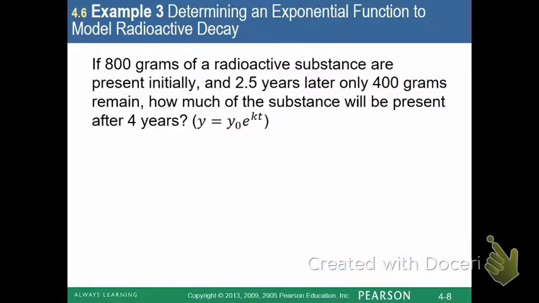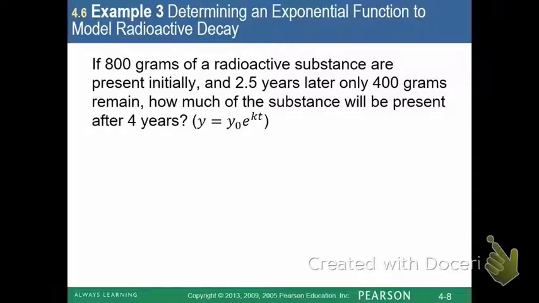Good. Next one, again, still using this equation, a little bit different type of problem. It says if 800 grams of radioactive substance are present initially, and then 2.5 years later, only 400 grams remain, how much of the substance will be present after 4 years? So let's see what they're giving me. The initial amount would be 800. My final amount would be 400, and they're giving me a time. This allows me to solve for k, which is what I'm going to need to do first, because then they're asking me how much is left after 4 years. So I need to figure that out in a second.